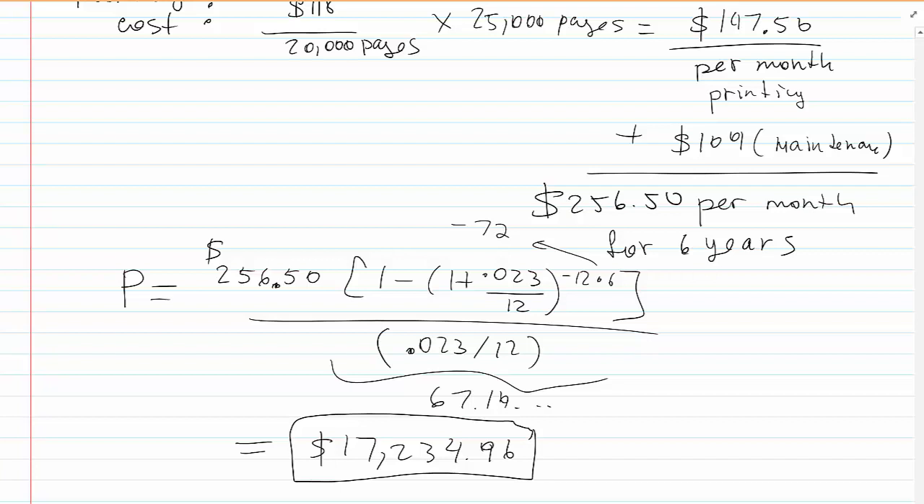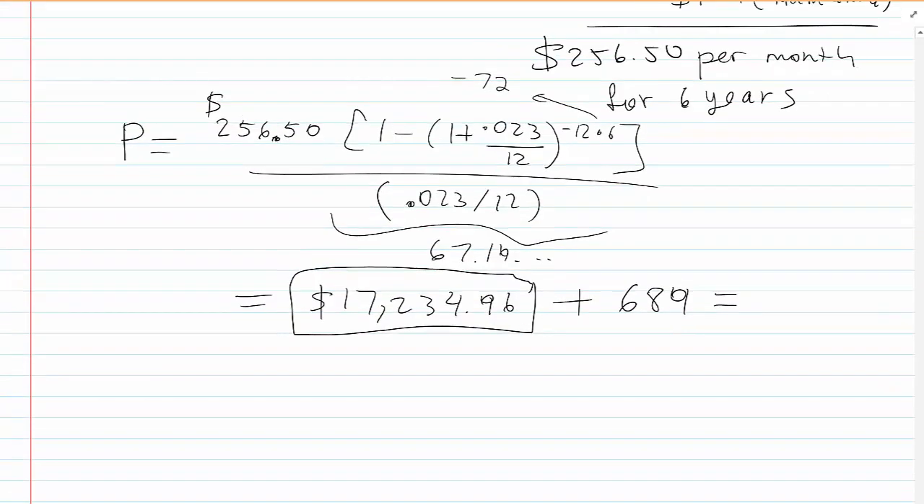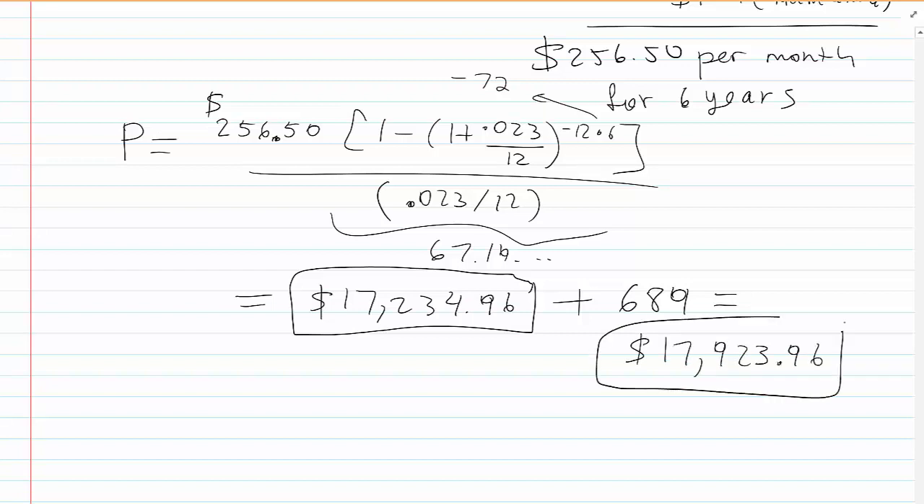But then we need to buy the printer. Okay, so plus $689. The printer itself is actually not expensive compared to the cost of the cartridges, but it's for 6 years. So just add $689, and that becomes $17,923.96. And that's what the question is asking, right? What is the present value of the printer? $17,923.96. Is that okay?